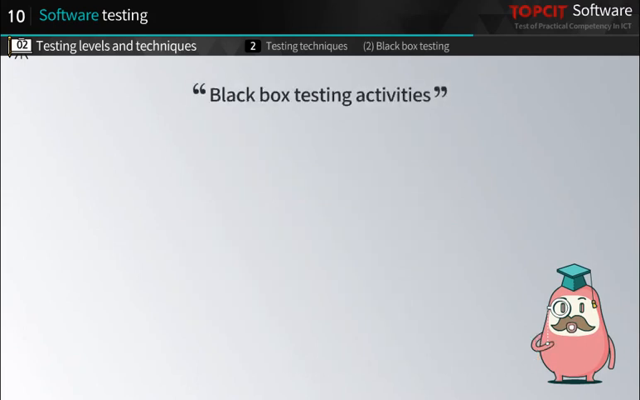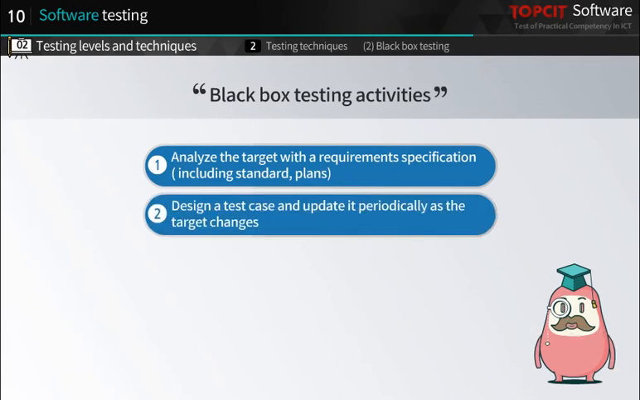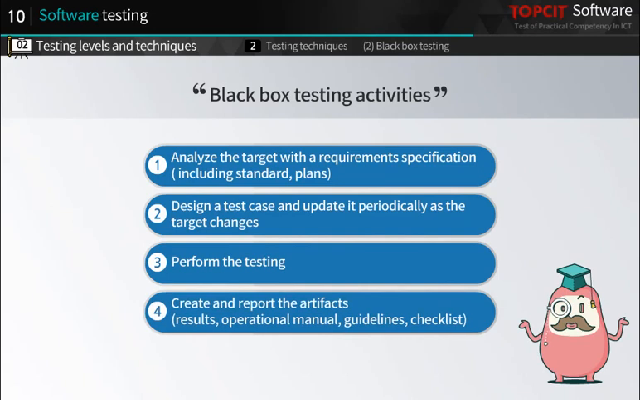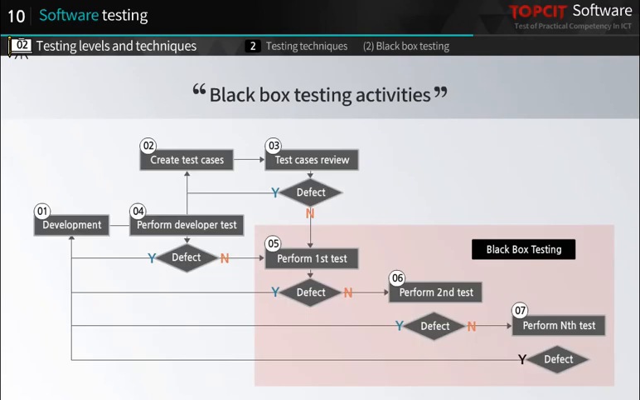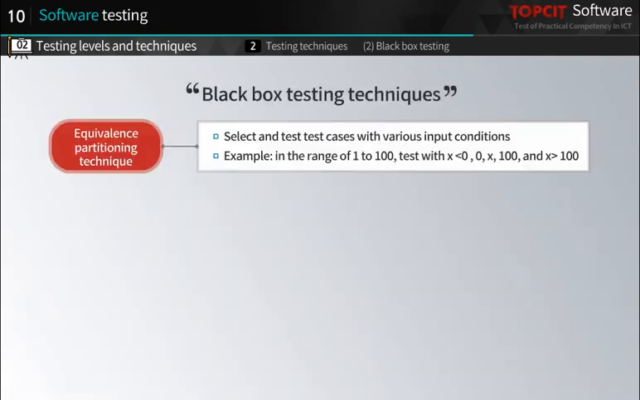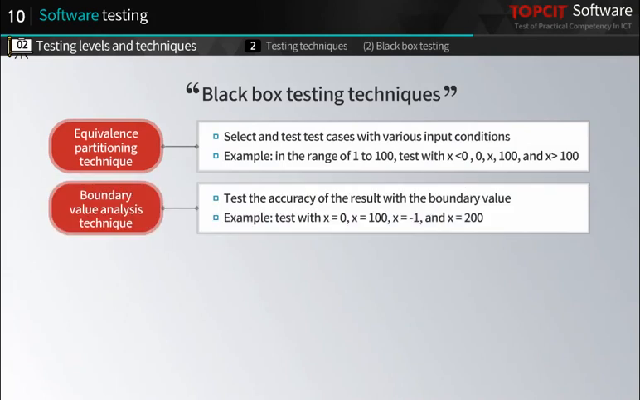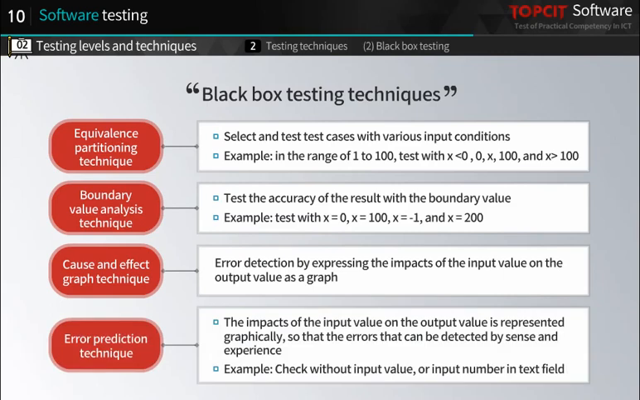Let's take a look at what we do in black box testing. Firstly, it analyzes the target with a requirement specification. Next, we design test cases, update them periodically as the target changes, and perform the testing. Then, create and report the artifacts. Finally, you will perform the maintenance. As you can see in the picture, the series of activities in the box on the right is the black box testing activities. The techniques of black box testing include the equivalence partitioning technique, boundary value analysis technique, cause and effect graph technique, and error prediction technique. For details, please see the screen.